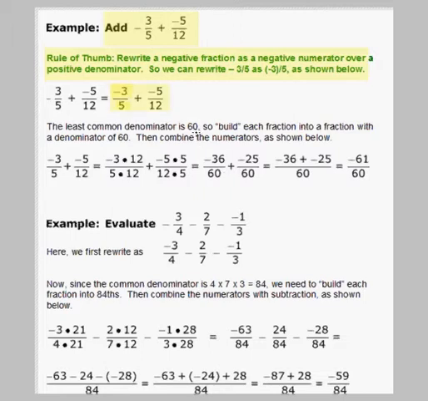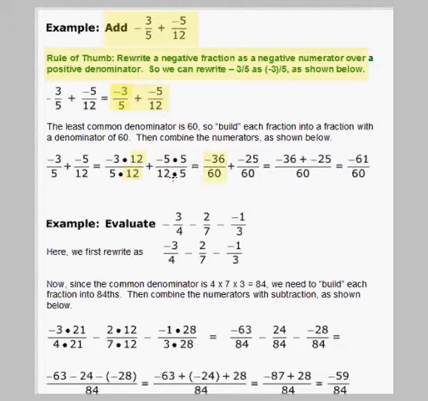We have to find the least common denominator. We take multiples of 12, 24, and so on, up to 60. 60 works as our common denominator. Now we have to build each fraction. We have to multiply -3/5 times 12 top and bottom because 60 divided by 5 is 12. We take 5 times 12 in the bottom and -3 times 12 in the top. That gives us a new fraction of -36 over 60.